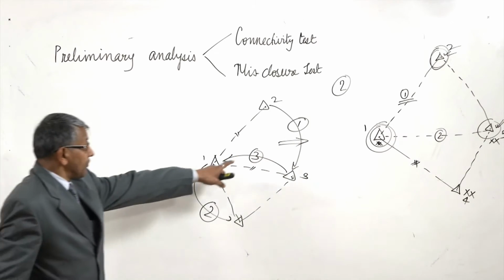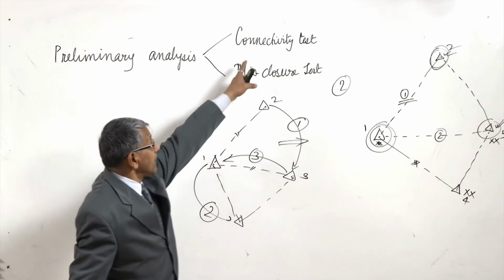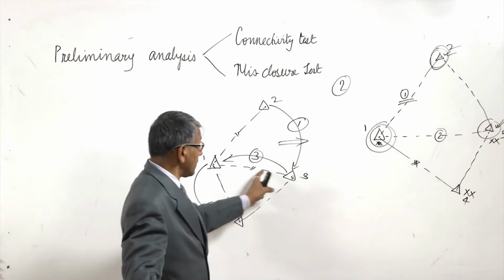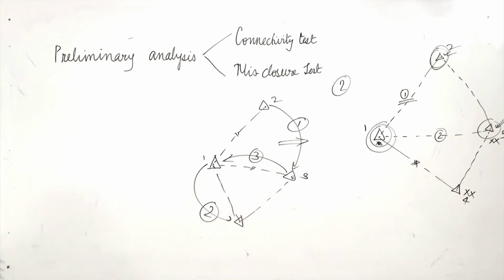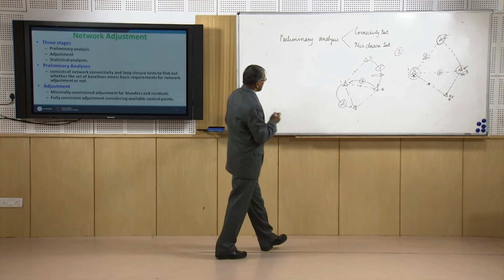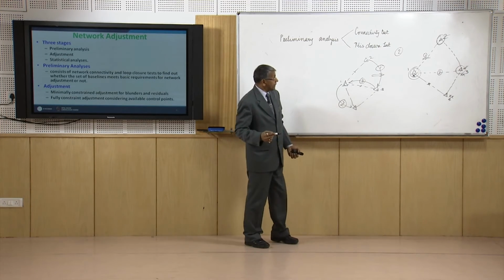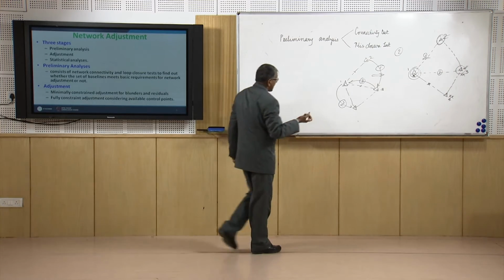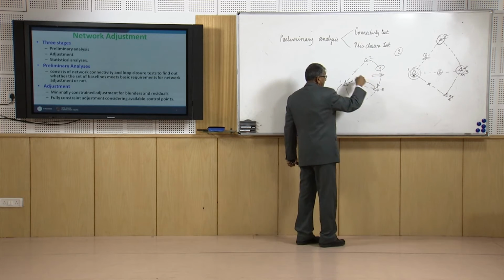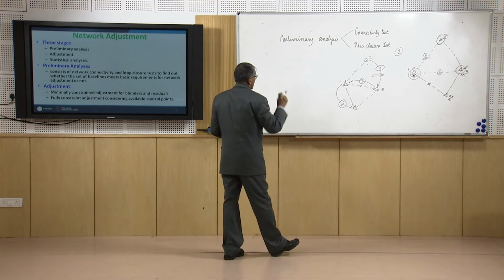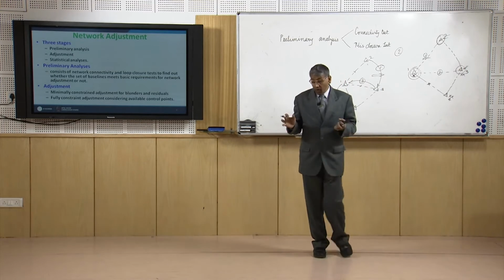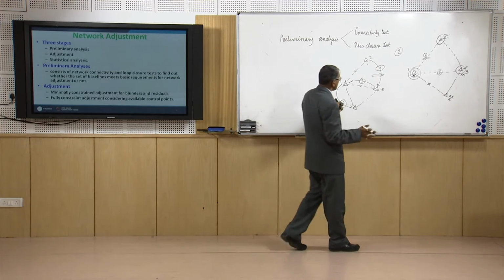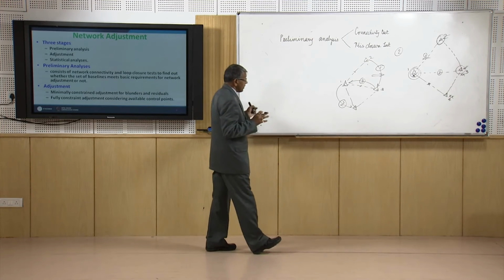So if we have the observation like this, then the connectivity test will fail in this case. If the connectivity test fails during our preliminary analysis, then we have to find out between which stations we have no observation, and we have to go back and take observation between these two stations with some overlapping with other stations. So that is what the connectivity test is, to see whether all the baselines have observations and whether there is overlapping observation between stations or not.